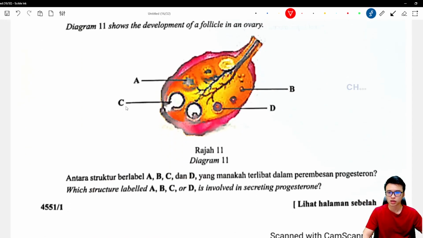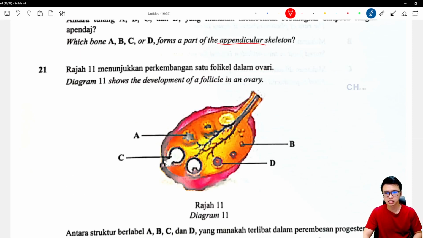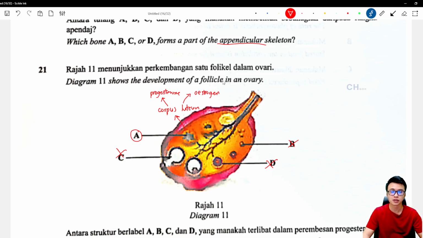Okay, question 21. Which structure labeled A, B, C, D is involved in secreting progesterone? Okay, so B, D, and C, actually we don't need to look at them. We only need to find the corpus luteum, and the answer should be A, because A is the corpus luteum. The corpus luteum will produce progesterone and also estrogen to maintain the thickness of the uterus, the thickness of the endometrium.